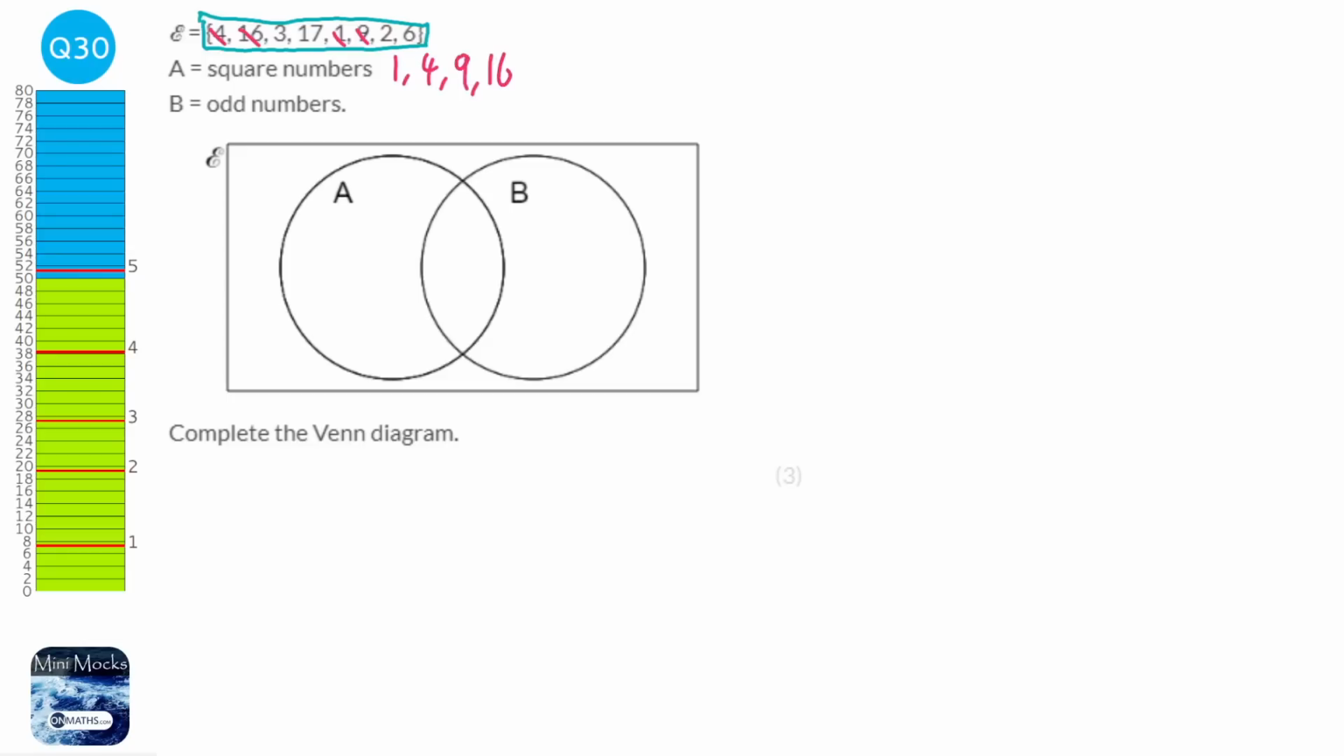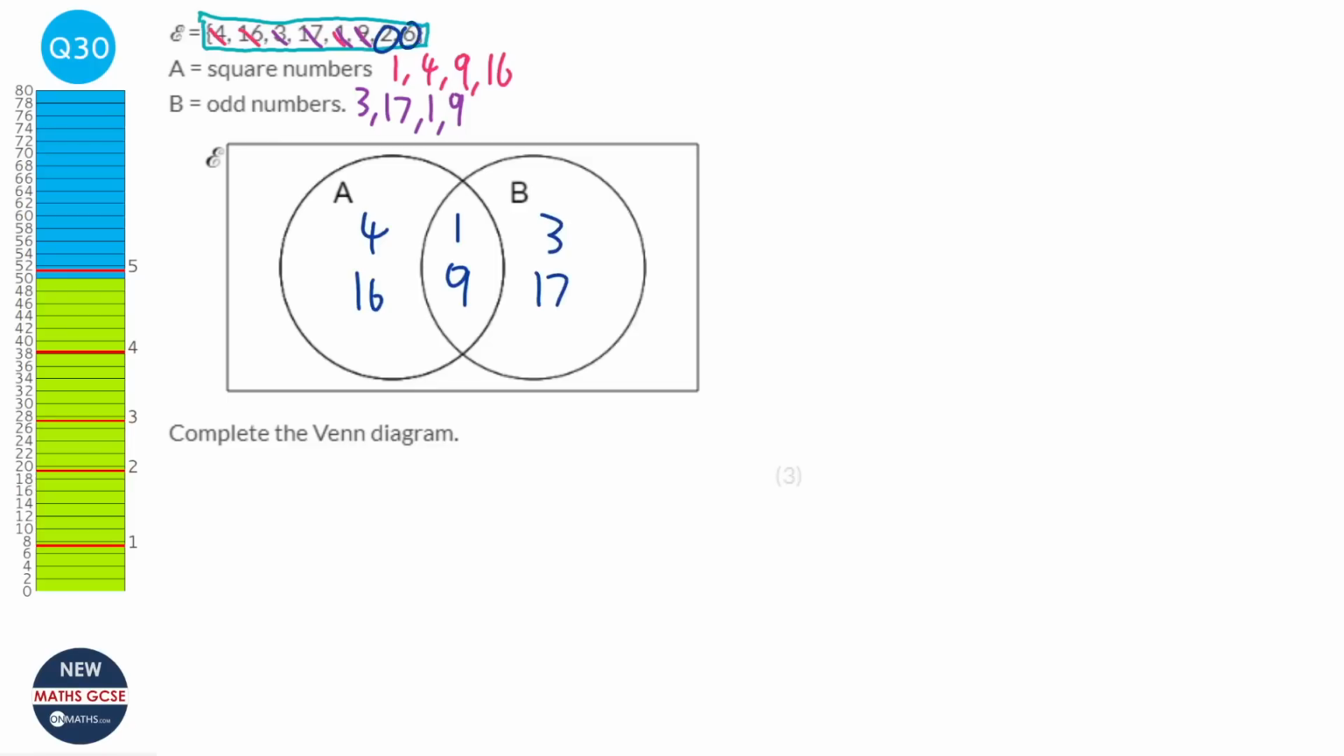And we're going to look at all the odd numbers. So we've got 3, we've got 17, we've got 1 and we've got 9. Now in both the lists we've got the 1 and 9, so that's going to go in the middle. Just the square numbers are 4 and 16, and just the odd numbers are 3 and 17. Now notice we've got the 2 and the 6 there, and those will just be on the outside.